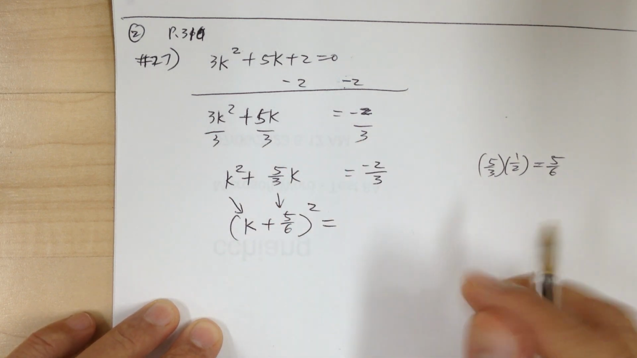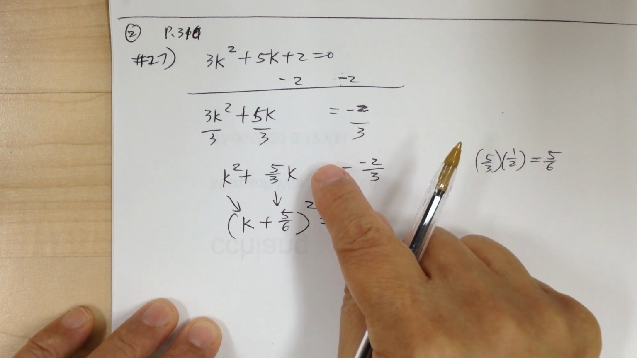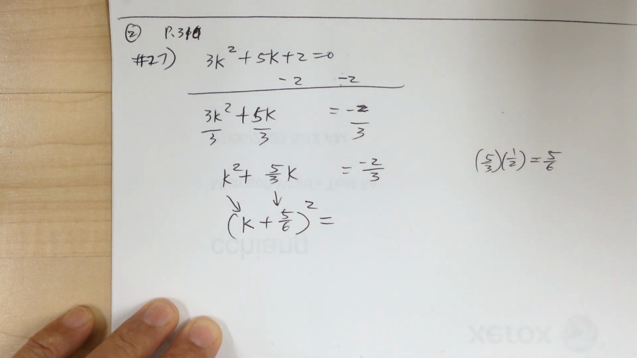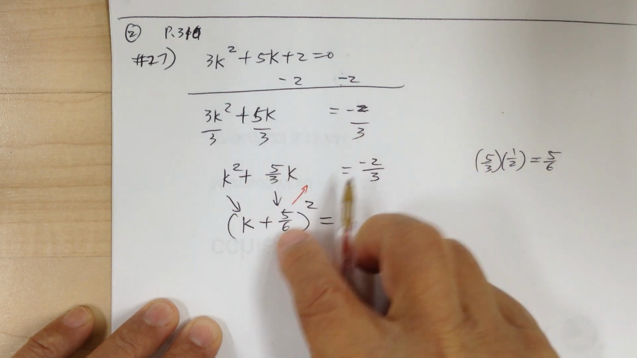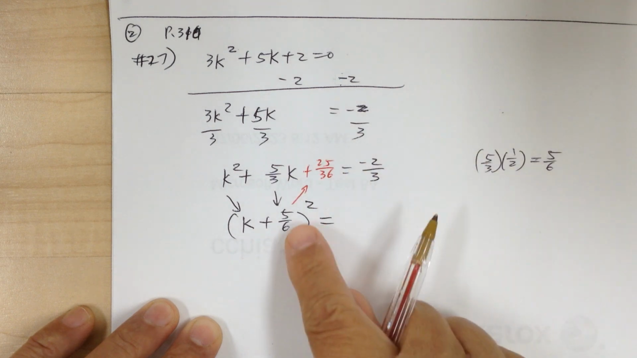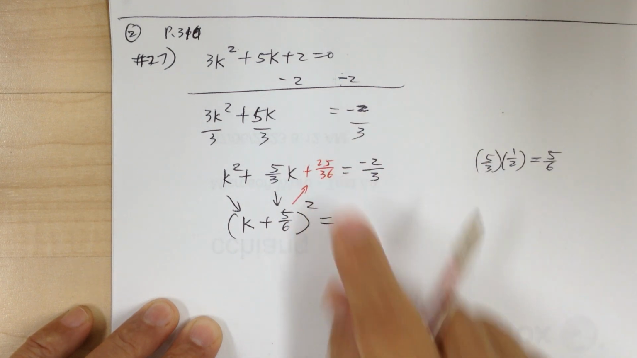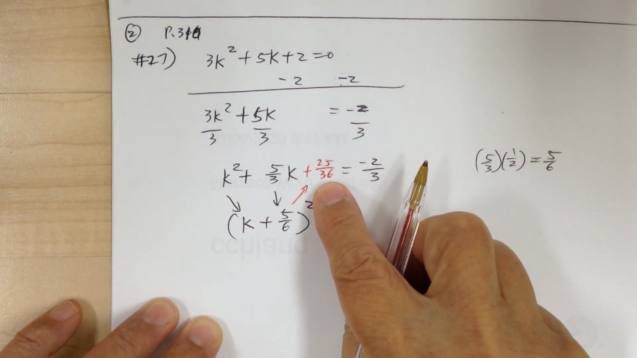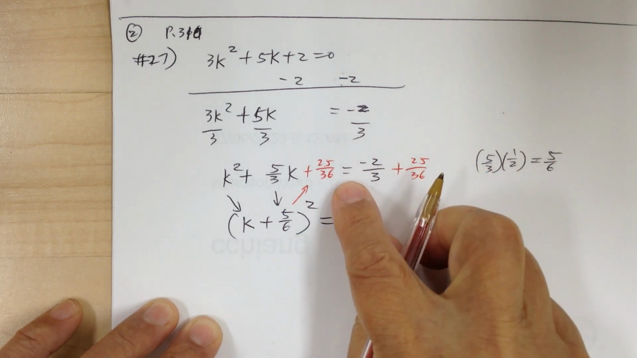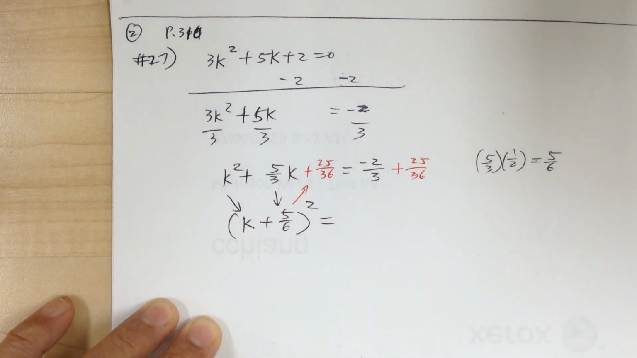Okay, but now you need to find out what the missing number is, because to get from here to here, you need to have this number over here. So the missing number would be the square of this, so it would be 25 over 36. Okay, so 5 squared is 25, 6 squared is 36. Now because you plus this on this side, you need to plus the same on the other side. Okay, that's what equal means. You have to do the same on both sides.